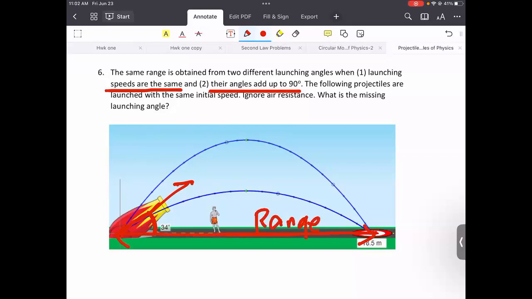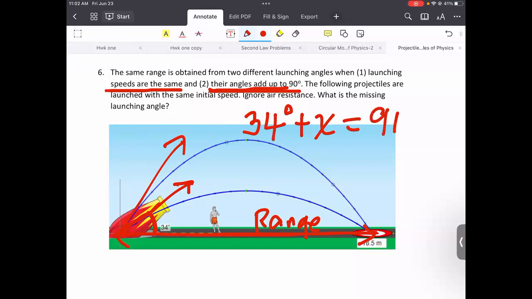So what is the missing launching angle? In other words, what's the launching angle of this projectile? According to what we have learned, if we add up the two angles, they must add up to 90. So 34 degrees plus x, which we don't know, must equal 90 degrees. So x will be 90 minus 34. You can try that: 90 minus 34, you get 56 degrees. So the other launching angle is 56 degrees.